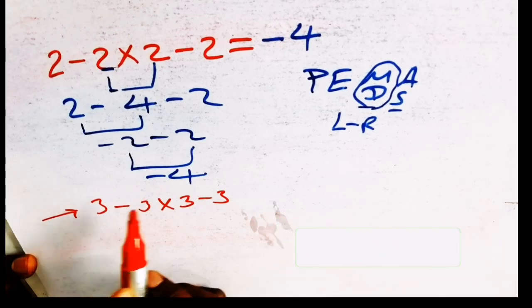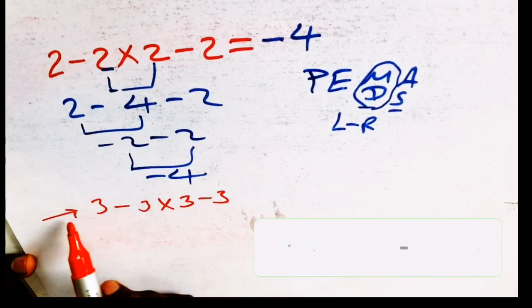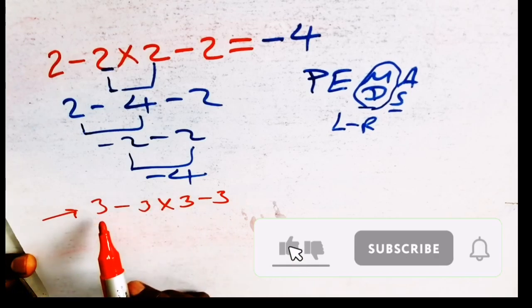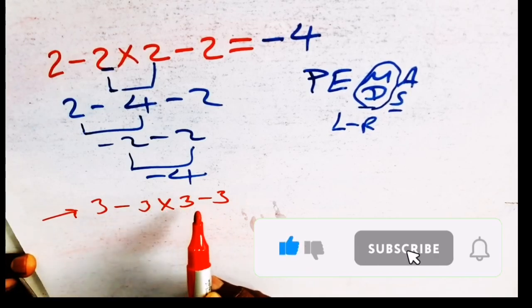Follow the above steps and please calculate the correct answer of this expression: 3 minus 3 times 3 minus 3.